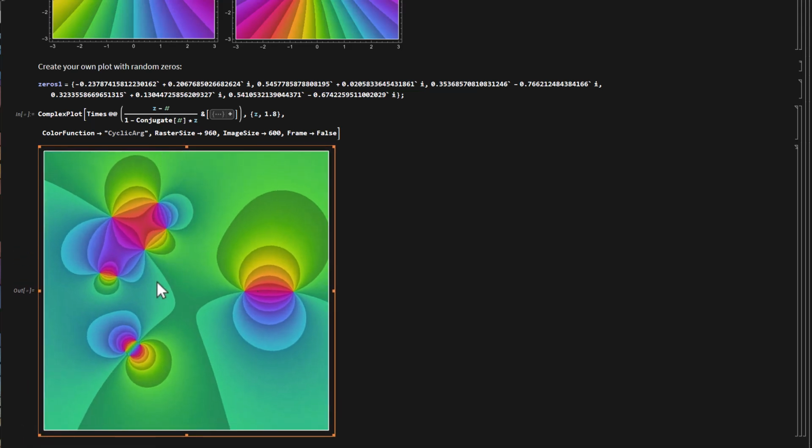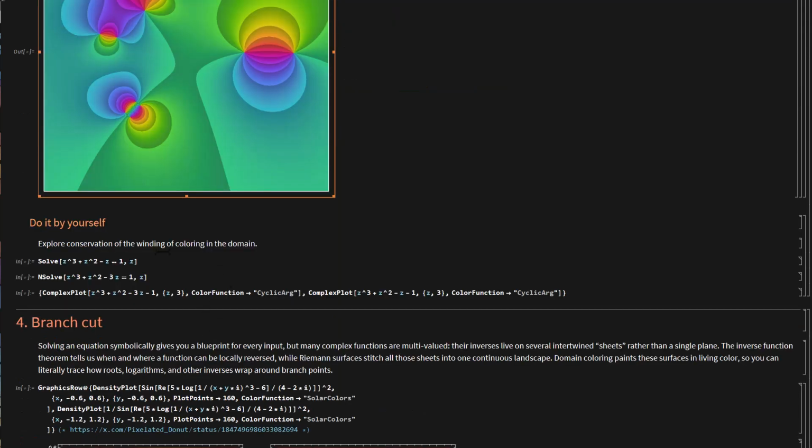But sometimes you see this spot, and you can tell that it's quite different between these two, because if you go through the circle around it, the sequence of color is different. Which means one of them is a zero, and the other is a pole. And you can try some other functions that I put here.